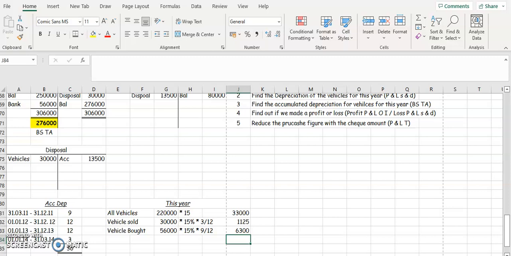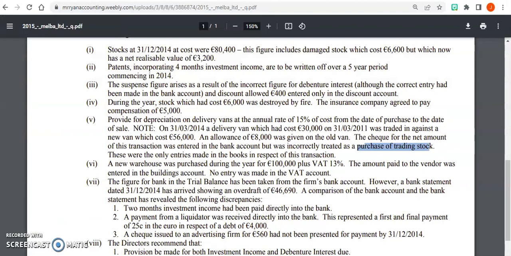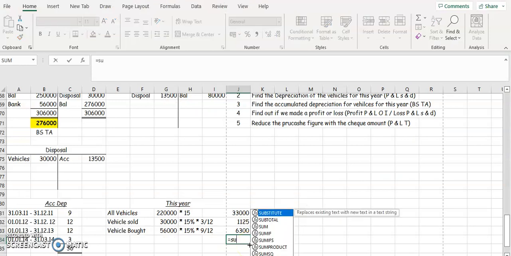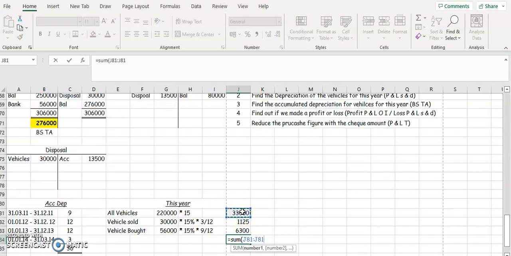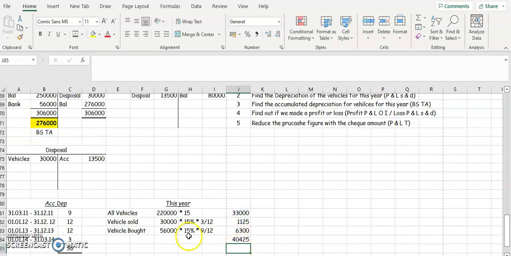Okay, so in the question, it tells us that we didn't get this new van until the 31st of the 3rd, 2014. So up until the 31st of the 3rd, 2014, we had this van, which was 30,000. And then from the 1st of the 4th, 2014, it was a van for 56,000. So we need to have those two as part of our adjustments. So we're going to add these three up. All our vans, the van that we sold and the van that we bought, and the total depreciation for them is 40,425. And that figure then is our depreciation for this year.